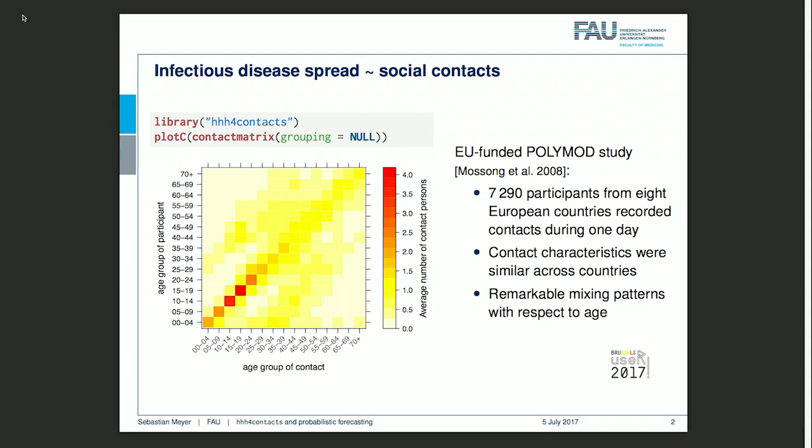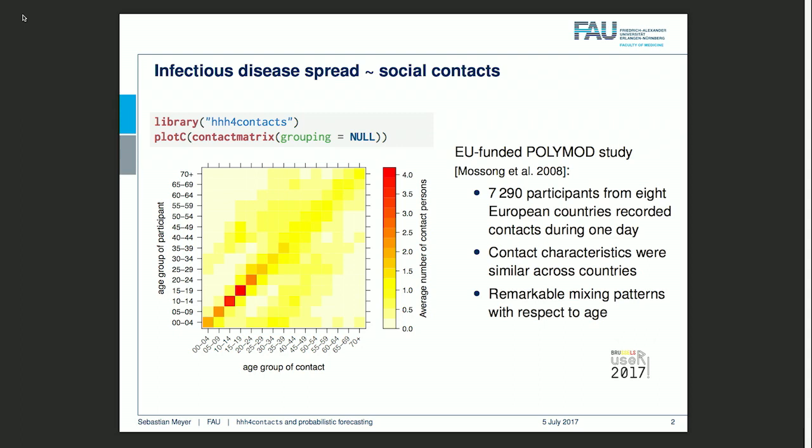So, as the title of the talk says, infectious disease spread is associated with social contacts. There was a large EU-funded study, and since we are in Brussels, I have to say it's an EU-funded study. It's called Polymod, and it measured the contact rates among subgroups of the population. What you see here is an age-structured contact matrix where you have the age group of the participants on the y-axis and the age groups of the contact persons on the x-axis.